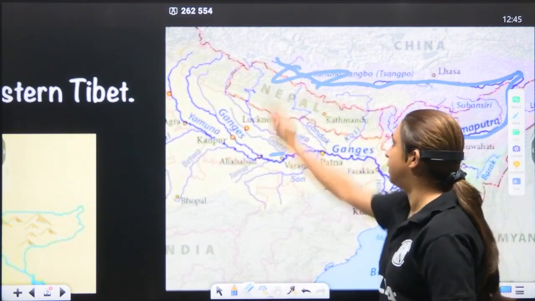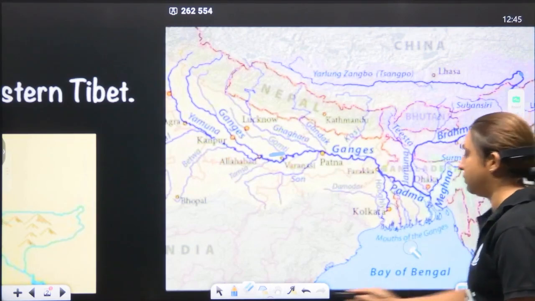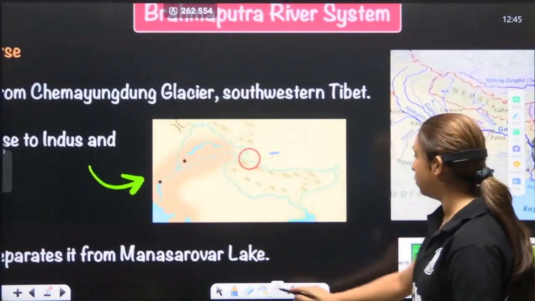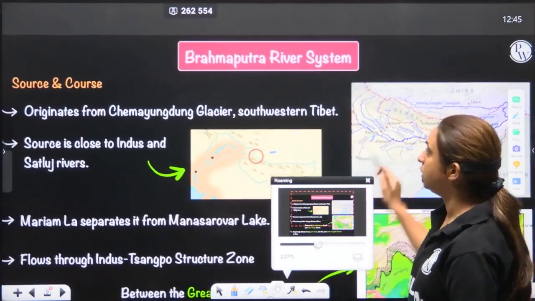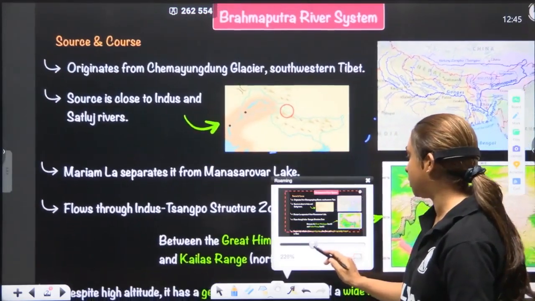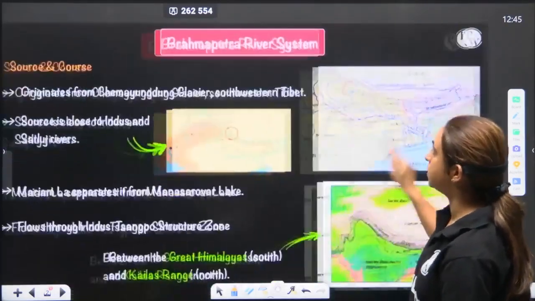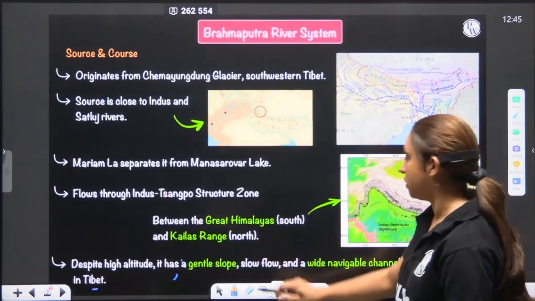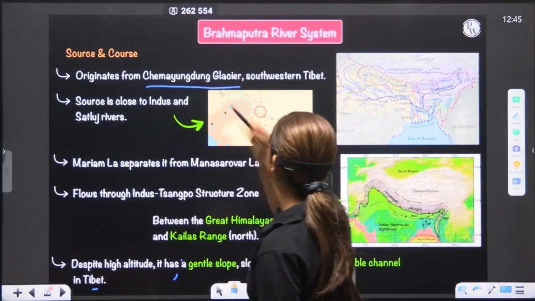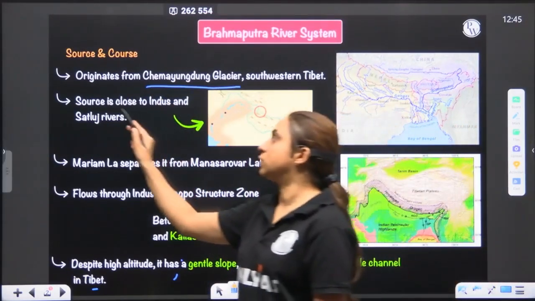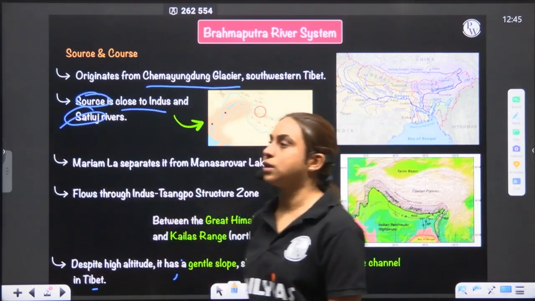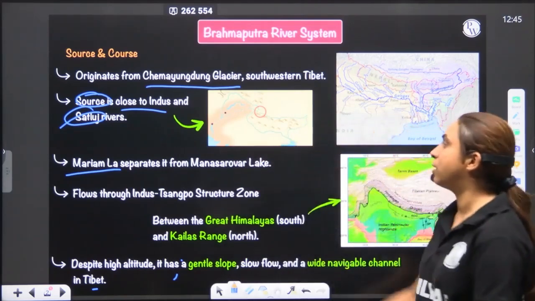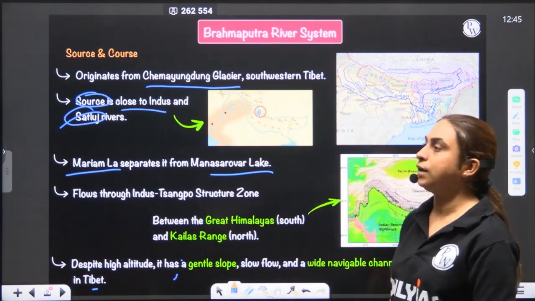So this is the course of Brahmaputra that we can see. So let me share about Brahmaputra in a bit. If I talk about Brahmaputra, the origin and the various other features that we have for Brahmaputra. So Brahmaputra originates from Chemayungdung Glacier near southwestern Tibet. The source is close to Indus, the source is close to Satluj. There is a pass, the Mariamla Pass, that is separating it from the Mansarovar Lake.